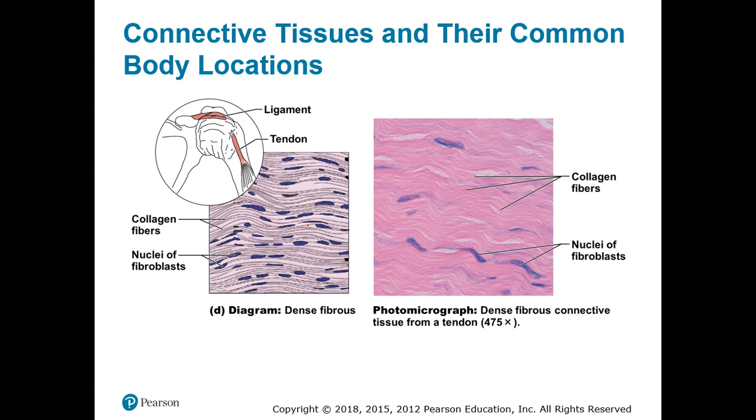Here is a good example where we see both a ligament and tendon. Here we have a tendon connecting the shoulder to your bicep, and then a ligament attaching your clavicle up near your shoulder blade.